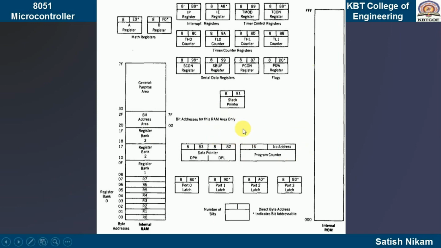Next is my program counter. Very important register. This is the only register in the 8051 microcontroller which does not have an address, and it is a 16-bit register. Now, what is the function of that program counter? Very simple. When I store the program on the ROM, and one by one the instructions are supposed to be executed, the program counter is going to tell the microcontroller which instruction is supposed to be executed next. So, this is a very simple function of the program counter.